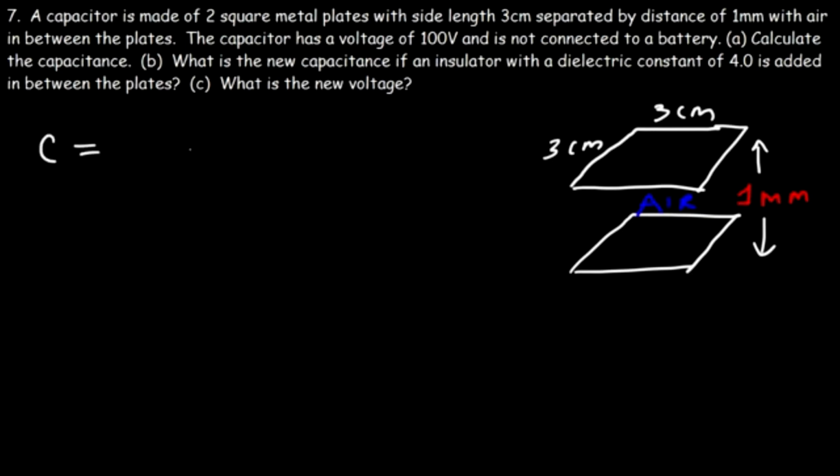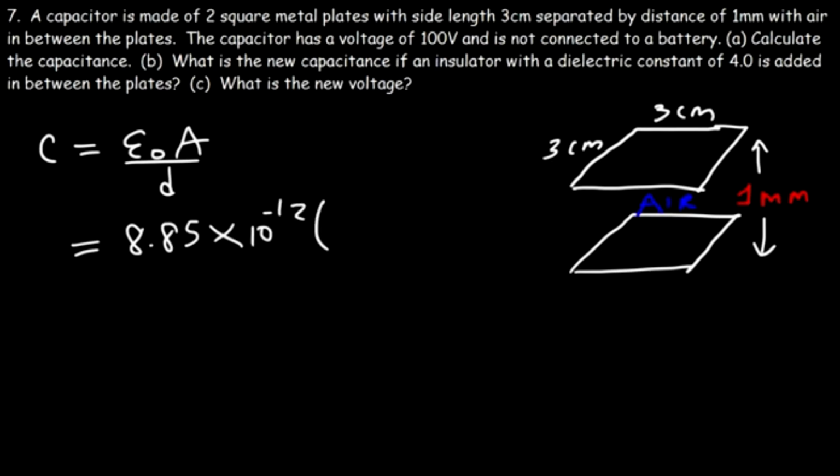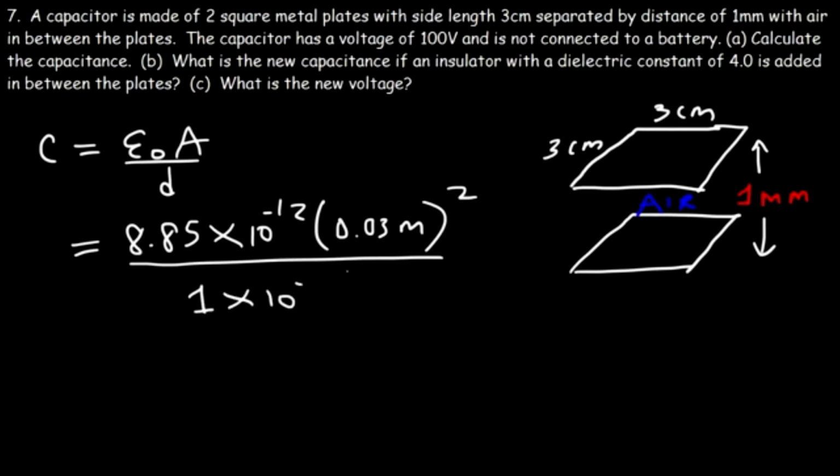To find it, we can use this equation. C is equal to epsilon sub naught times A over D. Epsilon sub naught is 8.85 times 10 to the minus 12. The area of the square is length times width. 3 centimeters by 3 centimeters, but you need to convert that to meters. So it's 0.03 meters times 0.03 meters, or you could simply square it. The distance is 1 millimeter, and milli is 10 to the minus 3, so it's 1 times 10 to the negative 3 meters.